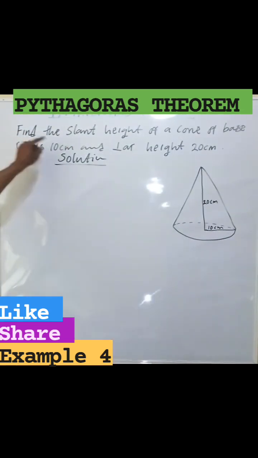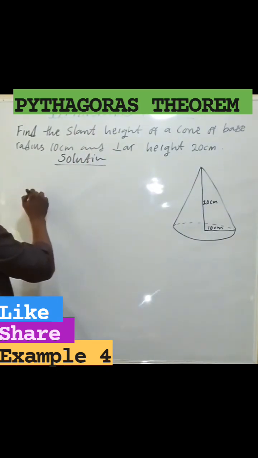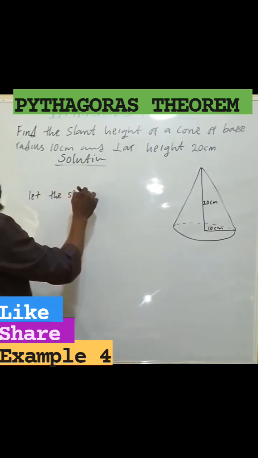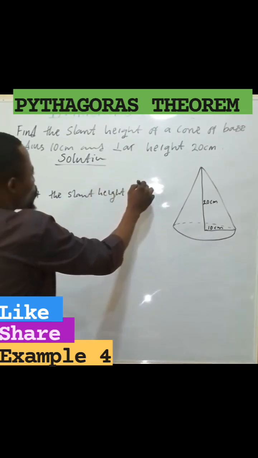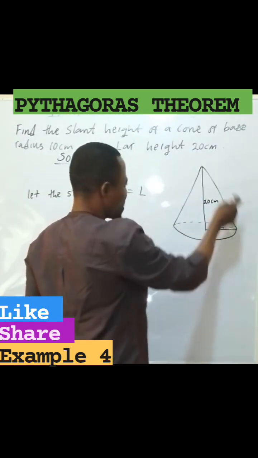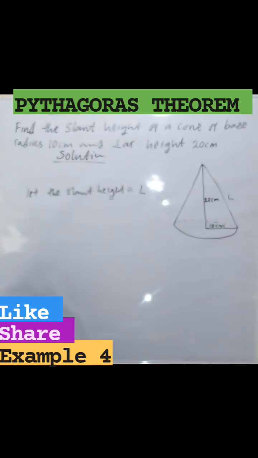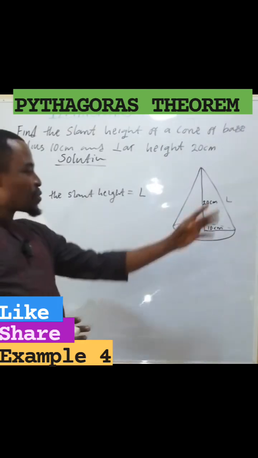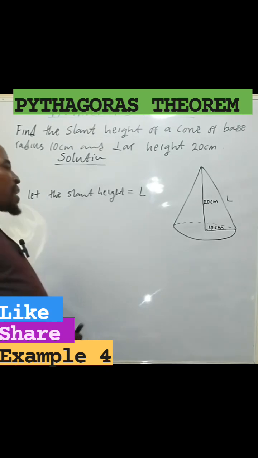So now, the question asks us to find the slant height. So the slant height, we now say let the slant height equal L. Are we together now? So which means this is our slant height now. So we represent it with L. And when you look at it now, they just twist the question for us. We are going to apply Pythagoras Theorem, but it has to do with your understanding in mathematics.